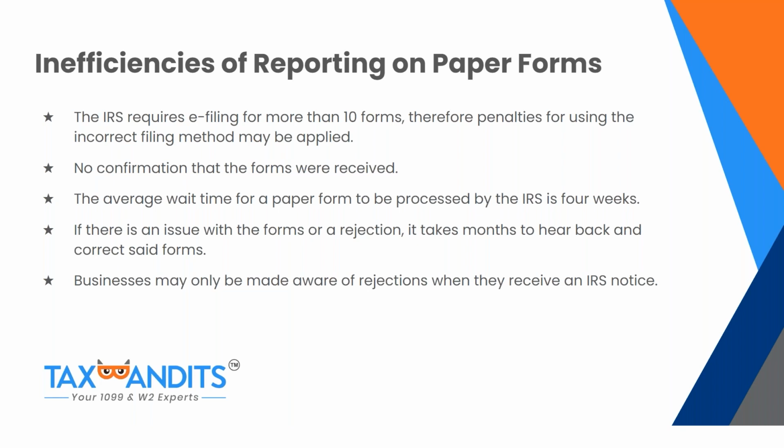Inefficiencies of reporting on paper forms. The IRS requires e-filing for more than 10 forms, so therefore penalties for using the incorrect filing method may be applied. No confirmation that the forms were received if they're paper filed. The average wait time for paper filing a form to be processed by the IRS is 4 weeks. If there is an issue with the forms or a rejection, it takes a month to hear back and correct the forms. Businesses may only be made aware of rejections when they receive an IRS notice.